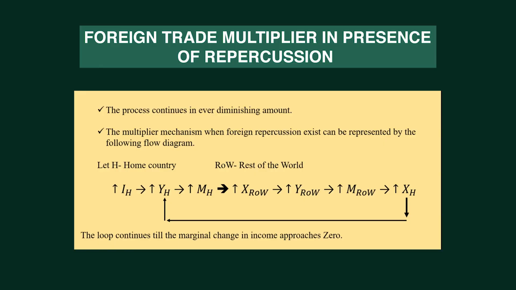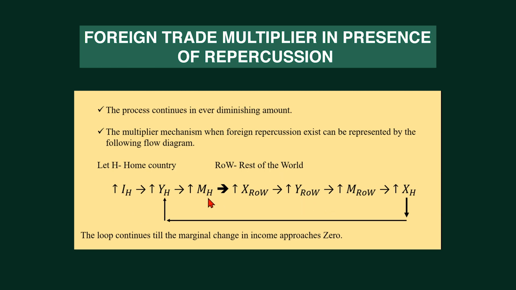And again, an increase in import will increase the export of the rest of the world. And now we are finding a cycle that has been created. And this is called the repercussion in trade model. Now, this process leads to enhancement of the multiplier process due to the feedback that the country is receiving from the other countries. And we can see this with the help of this particular flow diagram, the entire foreign repercussion process.